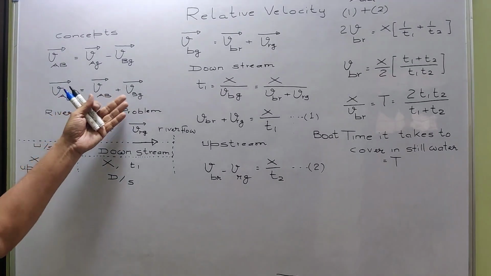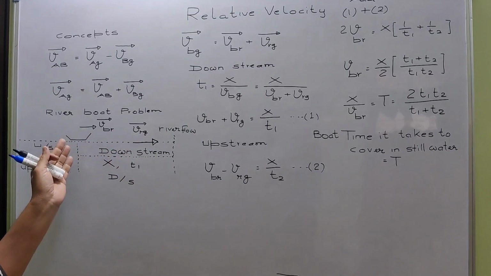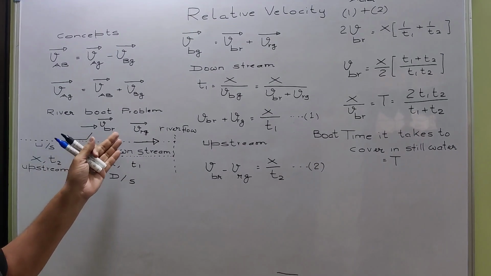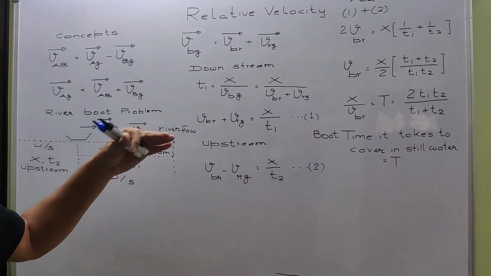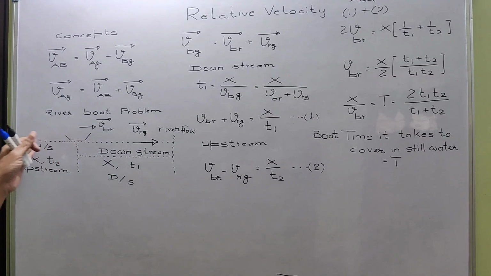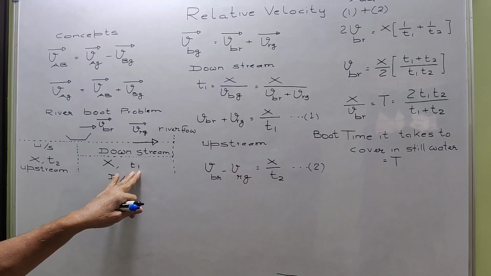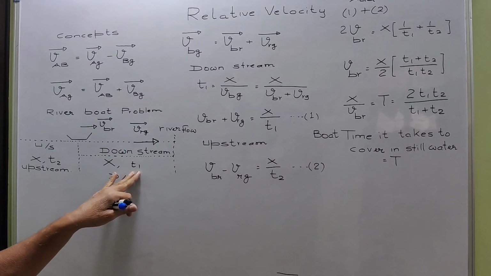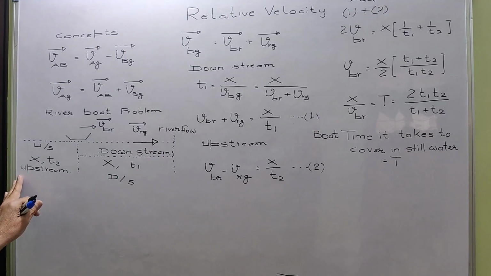Now on the basis of this we can see one example. In case of a river, when a boat is moving in the direction of the river flow, that is called downstream, and against the river flow is called upstream, that is, against the flow of the river. Suppose this boat takes t1 hour to cover x distance downstream, and t2 hour to cover x distance upstream.